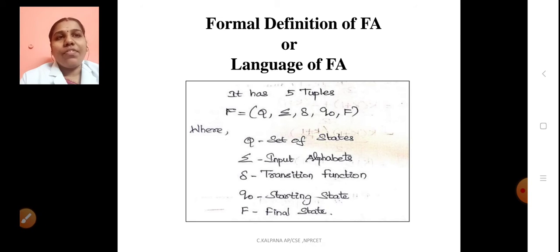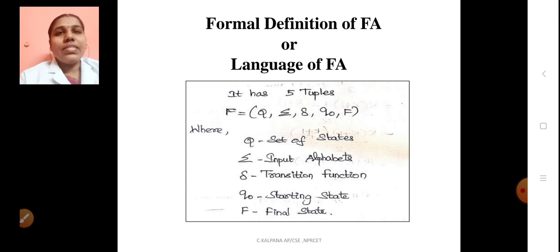Let's see the formal definition of finite automata and language of finite automata. This is the formal definition. Formal definition means what are the elements present inside the finite automata. It can also be called the language of finite automata. It is one of the important 2-mark questions. Formal definition means it has 5 tuples. First one is Q, second one is summation, third one is del, the transition function, then Q0 and F.